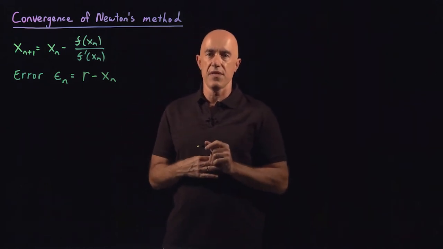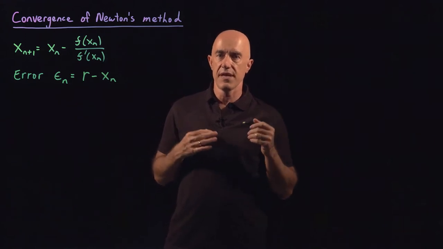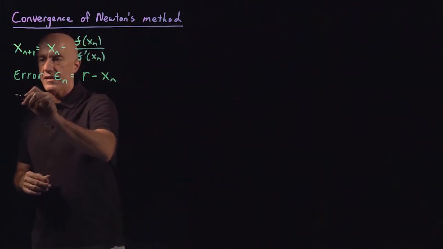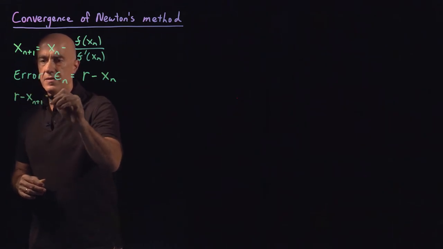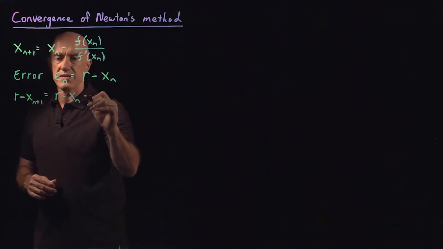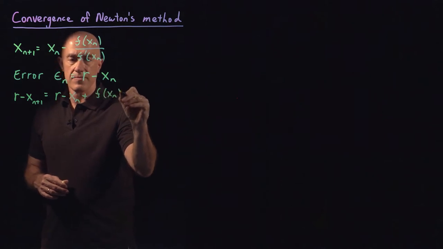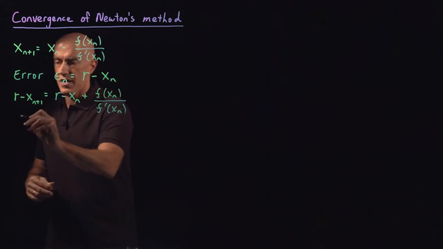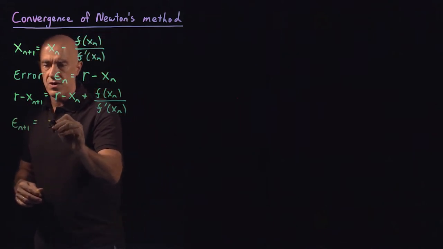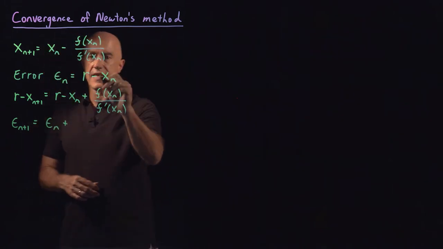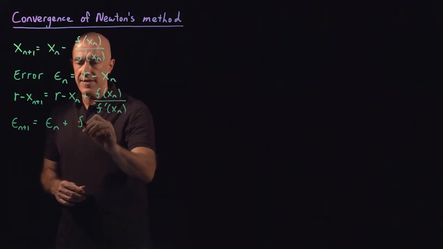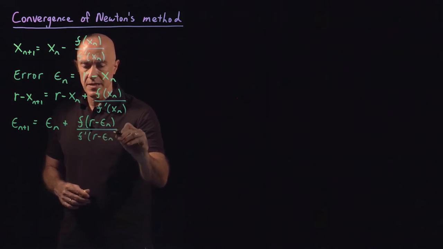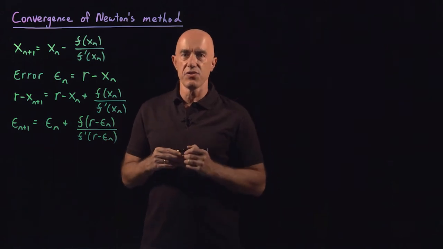Okay, so I want to write Newton's method then in terms of an iteration scheme for the error. So we can subtract both sides of Newton's method from r, and we get r minus x_{n+1} equals r minus x_n, and minus minus will give us plus f of x_n over f prime of x_n. Then write that in terms of the error. So this becomes epsilon_{n+1} equals epsilon_n plus, with x_n written as r minus epsilon_n, f of r minus epsilon_n over f prime of r minus epsilon_n. Okay, that's the best we can do without Taylor series.